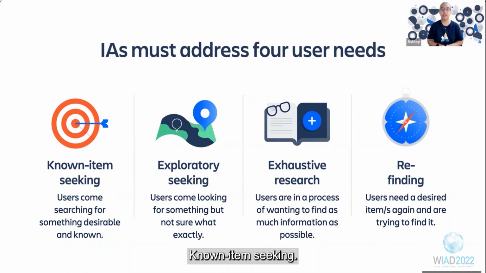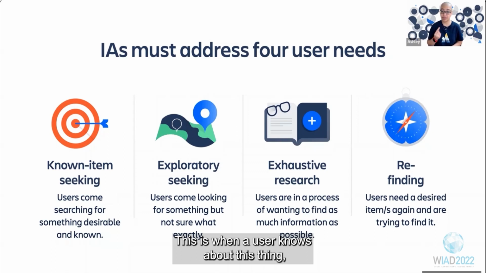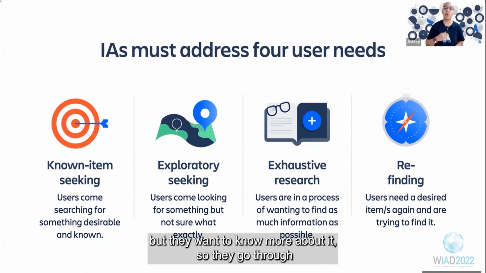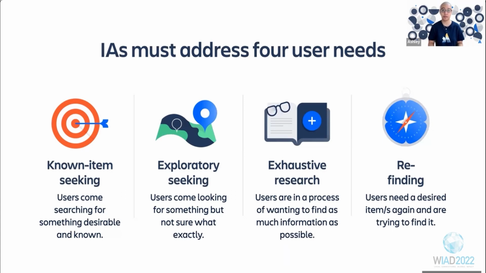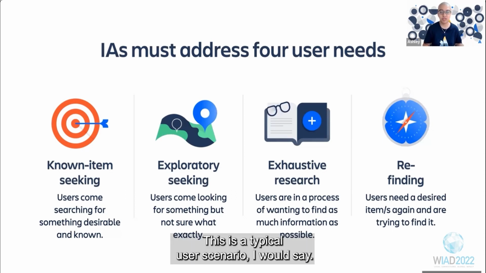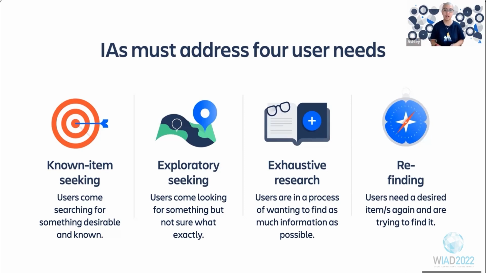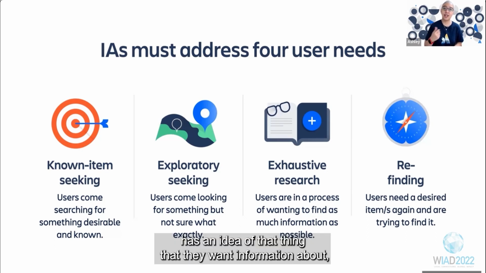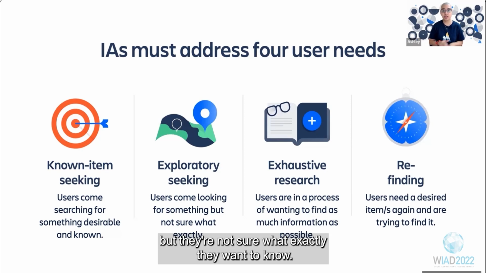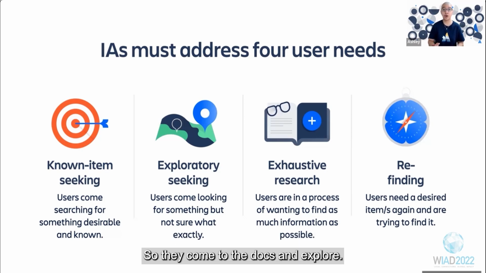Known item seeking, this is when a user knows about this thing, but they want to know more about it. So they go through the docs, peruse the docs to look for more information. This is a typical user scenario, I would say. Exploratory seeking is kind of a step backwards, because this is when a user has an idea of that thing that they want information about, but they're not sure what exactly they want to know. So they come to the docs and explore.